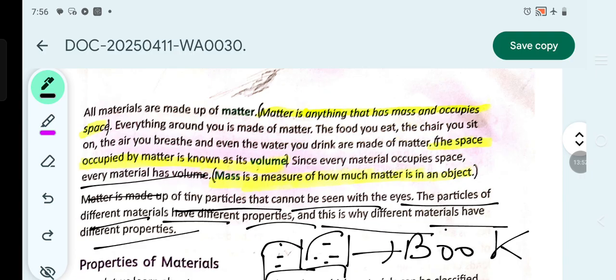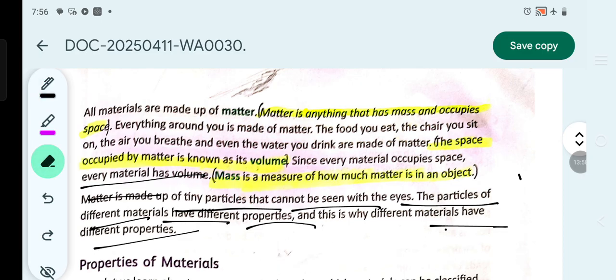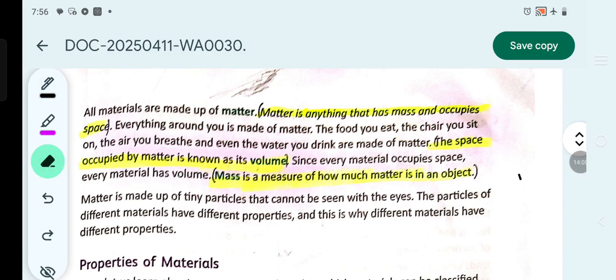As this says, any object can be made up of different materials and different matters. That's why different materials have different properties, because the materials are different. There is something special in every material.